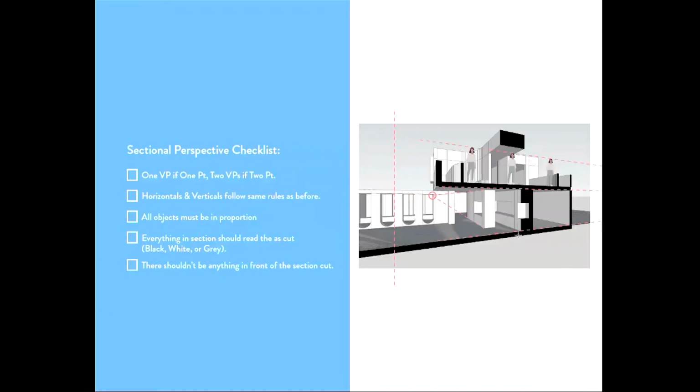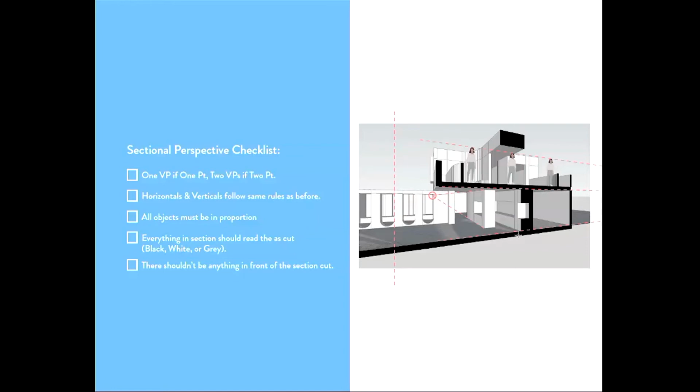Now this depends on whether you're doing a 1-point or a 2-point sectional perspective. It's totally up to you. You can do either one. If you want to just cut through a slice like we looked at with the Atelier Bow Wow version, you can do that. If you want to do a 2-point like the one I'm showing here, you can do that as well.